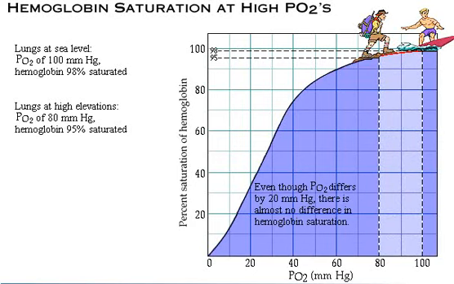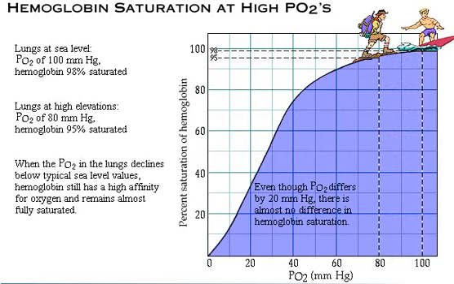Notice that even though the PO2 differs by 20 millimeters of mercury, there is almost no difference in hemoglobin saturation. This means that although the PO2 in the lungs may decline below typical sea level values, hemoglobin still has a high affinity for oxygen and remains almost fully saturated.